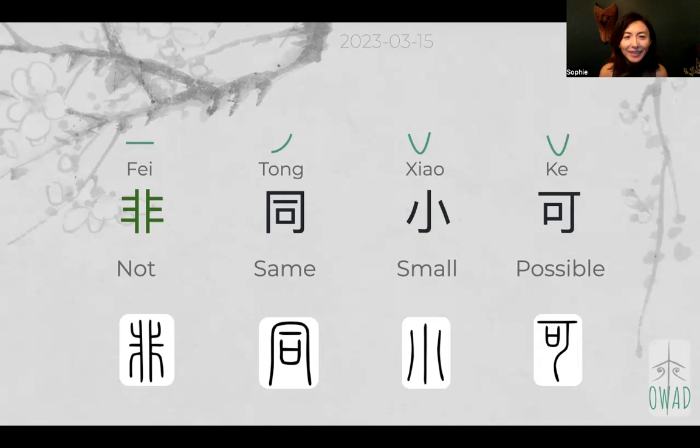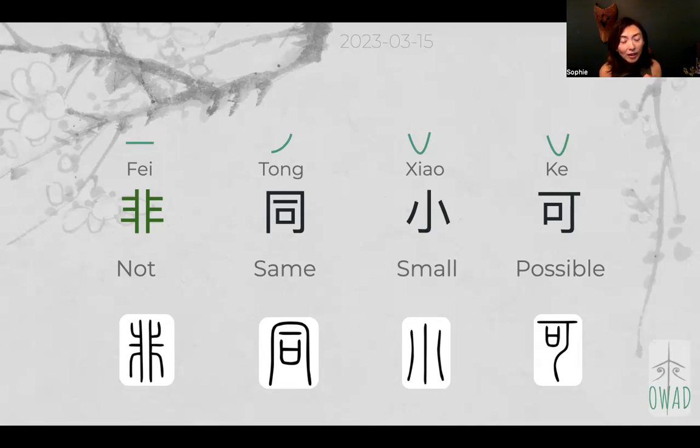非同小可 means it's not the same as small possibility. That means it's different, right? Okay, I have to think about it. 非同 means it's not the same. It's different from small possibility. So 小可, if it's a 小可, that means a small possibility. It means small chance. So 非同小可 means it's different from small chance. So it's different from a small chance event.